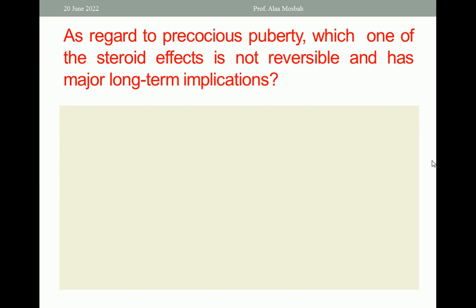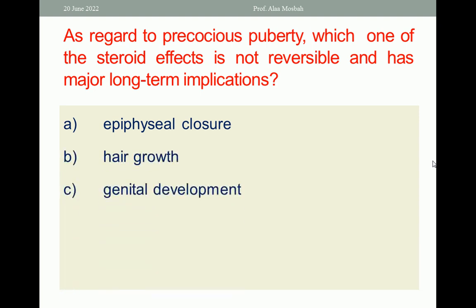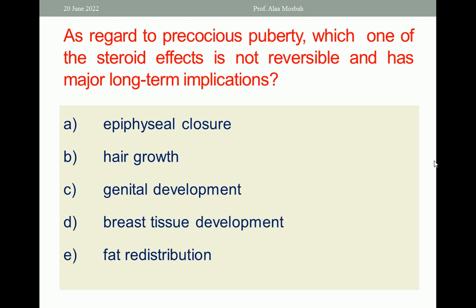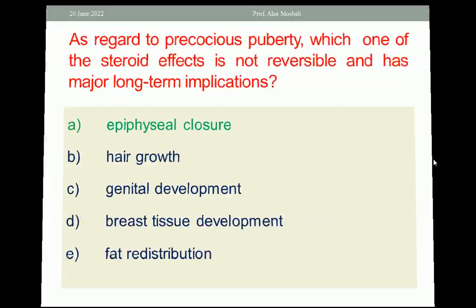Next question. As regards precocious puberty, which one of the steroid effects is not reversible and has major long-term implications? A. Epiphyseal closure. B. Hair growth. C. Genital development. D. Breast tissue development. E. Fat redistribution. Please choose the one best response. The one best response here is A. Epiphyseal closure.